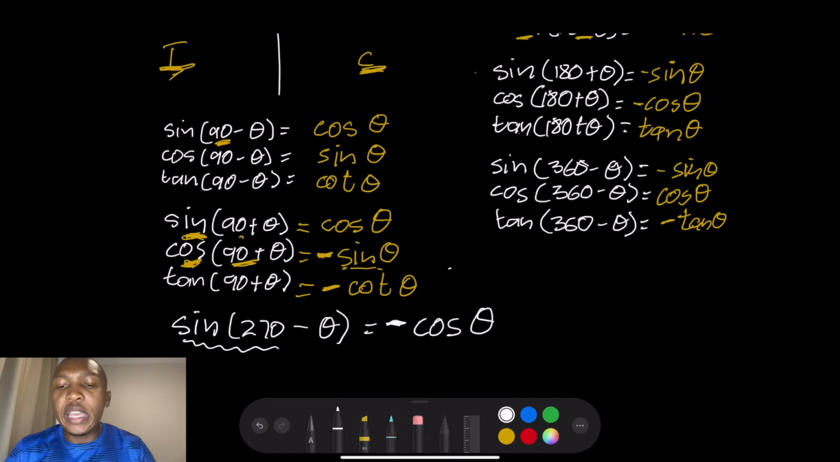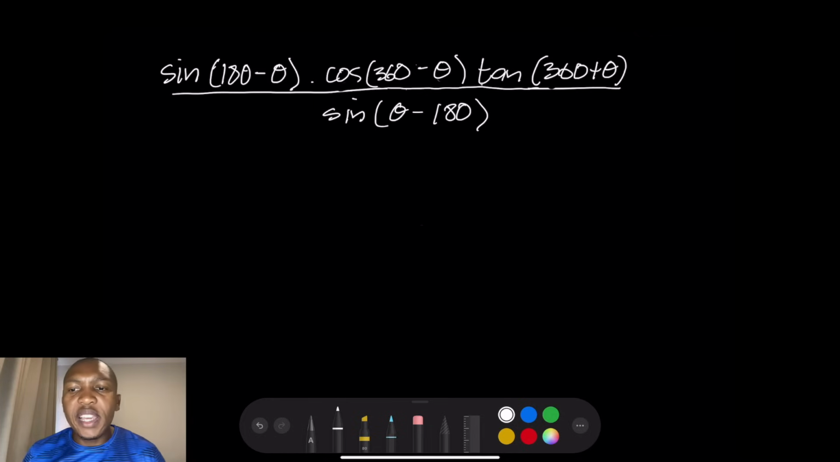So without any further ado, ladies and gents, I want to do a couple of examples and we will conclude our lesson. Let's take our first example. We've got sine of 180 minus theta, cos of 360 minus theta, let me just fix that, and tan of 360 plus theta, and all of that divided by sine of theta minus 180.